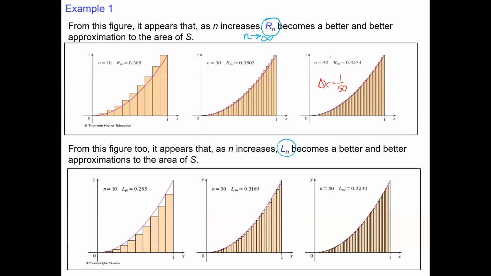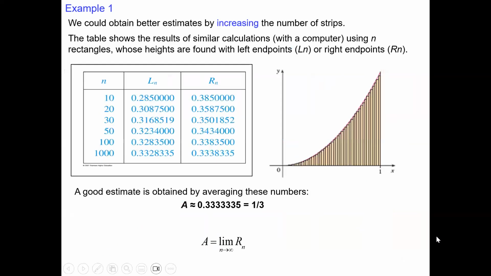And actually, let's look at the numbers, even 50. The right-hand side approximation is 0.34. The left-hand side, 0.32. That means we may probably guess that, let's look at this, that's the number of rectangles, the number of stripes, using left-hand side and right-hand side sample points to be the height of the rectangle, and I added like 10 of them, 20, 30, 50, 100, 1,000. Let's look at this: 0.33, 0.33. The estimation is that the area is 1/3.